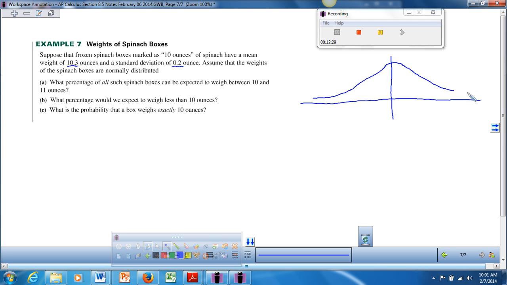Draw it nicely. Where this center line is what? 10.3, and the standard deviations are 0.2. So that would be 10.5 and 10.1. And 2 standard deviations out would be 9.9 and 10.7. And then 3 would be 10.9 and 9.7.